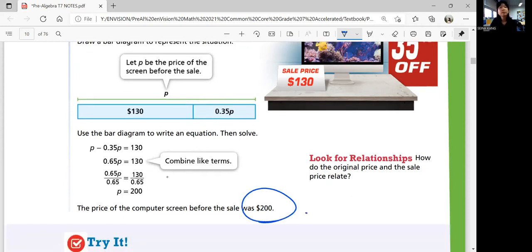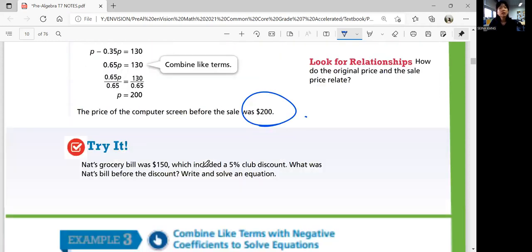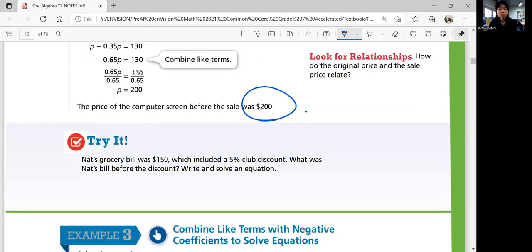Okay. So let's look at try it. Can you do this try by yourself?